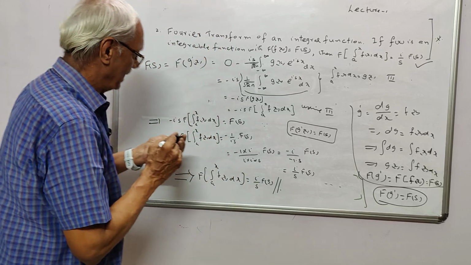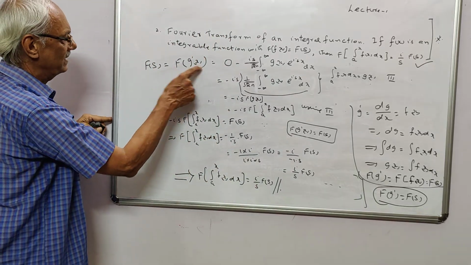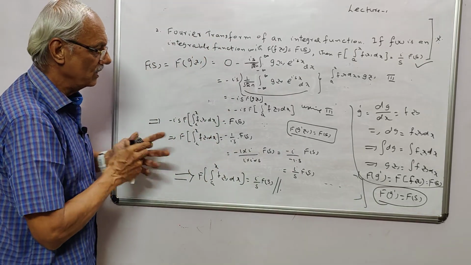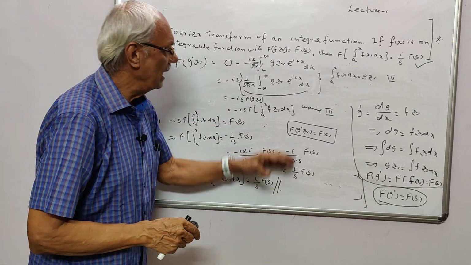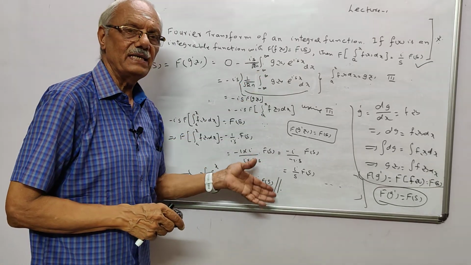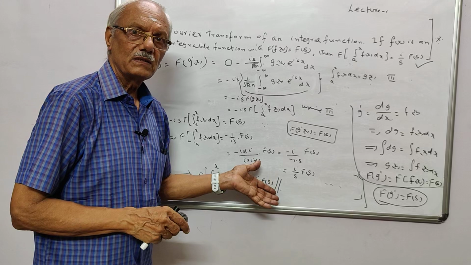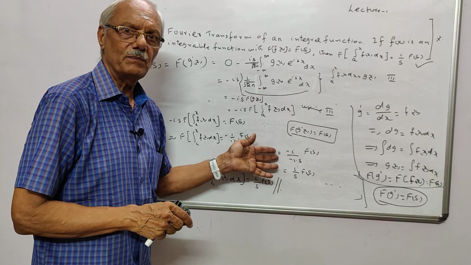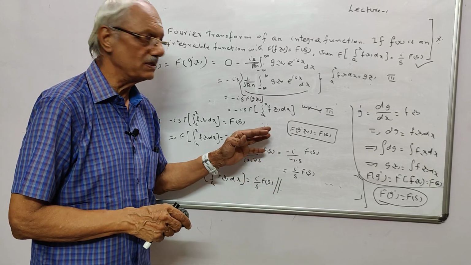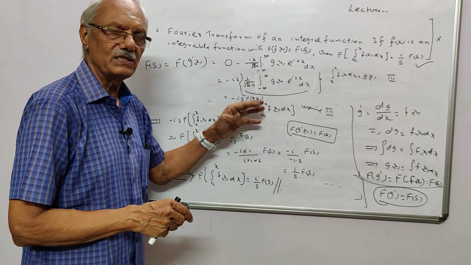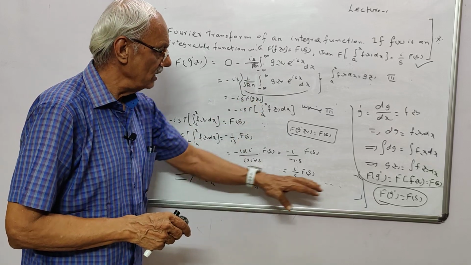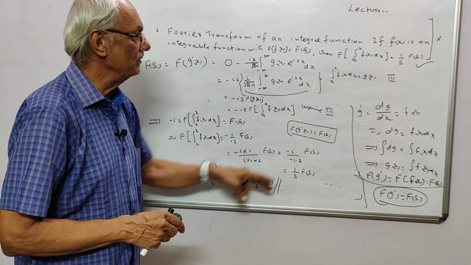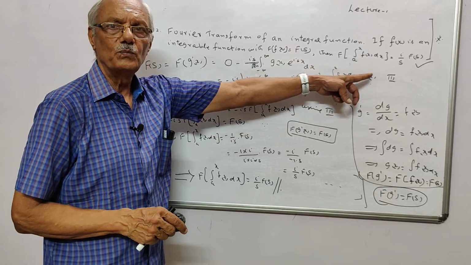So you see that here I have written F of g dash of x is equal to F of s. Do all those works and come to this place and take g dash of x, where g of x at minus infinity and plus infinity are taken to be zeros. So you see that they are continuous and zeros, and therefore you get this particular result, which is what we have to prove.